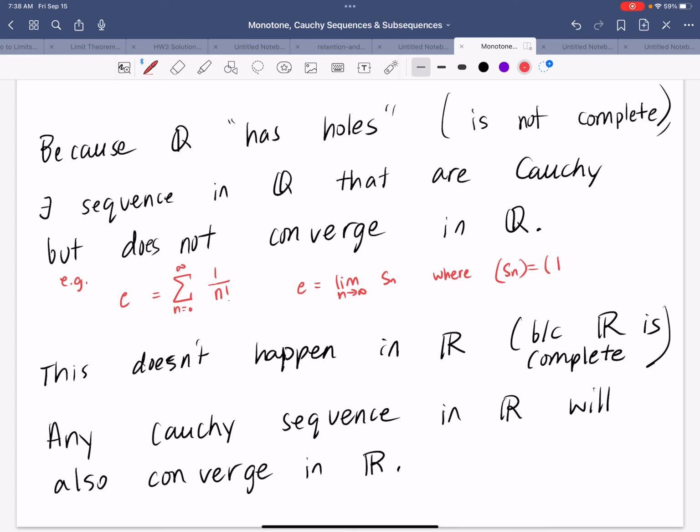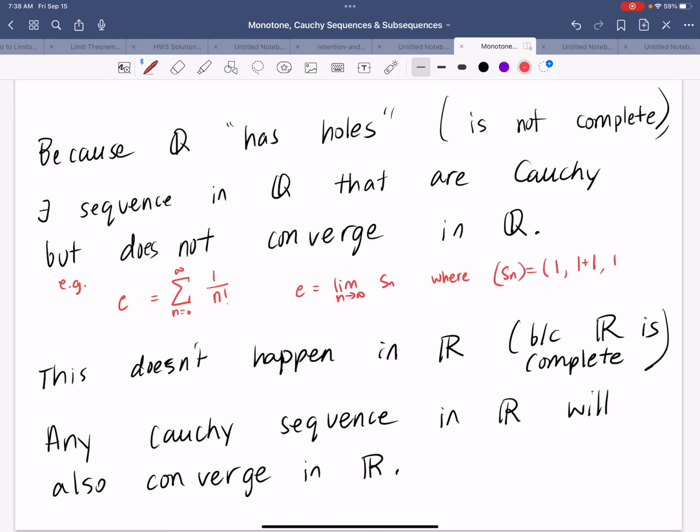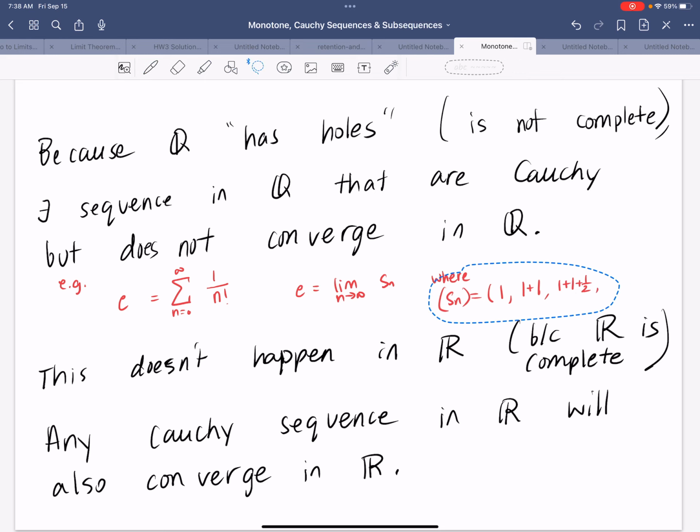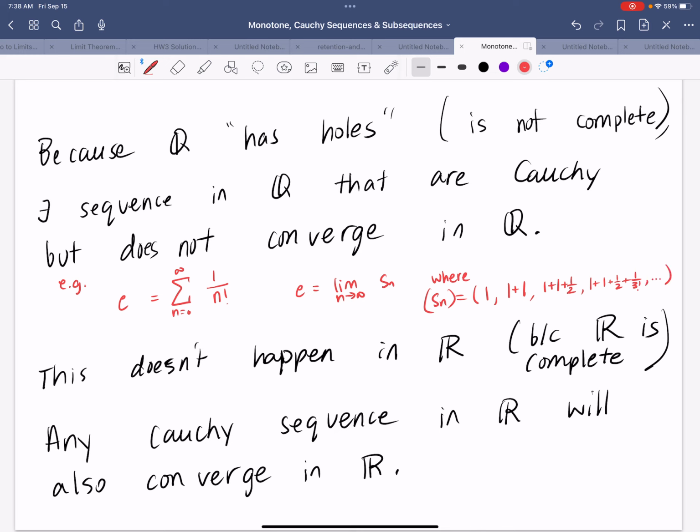So the first one would be 1. The second one would be 1 plus 1, which is 2. The third one would be 1 plus 1 plus 1 half. The fourth term would be 1 plus 1 plus 1 half plus 1 over 3 factorial, and so forth and so on. Each of these numbers is rational, but their limit is an irrational number.